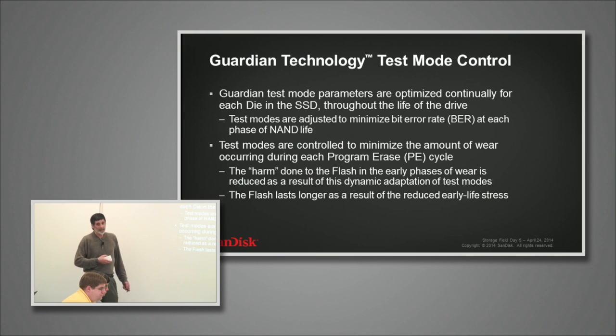So we've touched on this, but Guardian is constantly adjusting over the life of the drive. The objective is to minimize the error rate across each phase of the life of the devices. The test modes are controlled to achieve that objective, and in so doing, we're minimizing the amount of wear that we do on the device, and that results in longer life of the device. And we talked on this, the harm done to the flash in the early phases is reduced as a result of the fact that we can manage the test modes dynamically. And all of these things combine to give us a device that has flash that lasts a lot longer than it would normally last if you just used it the way it came out of the box.